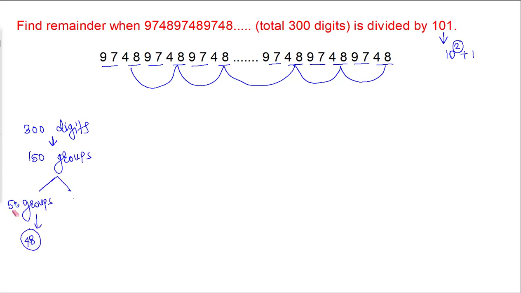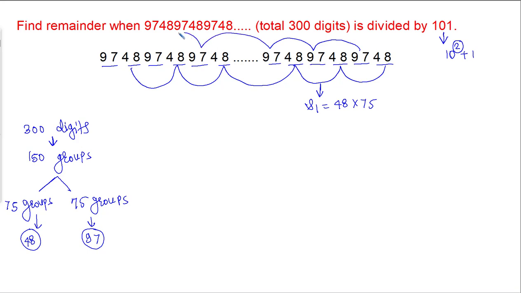Out of these 150 groups, half of the groups, that is 75 groups, are of 48, and the remaining 75 groups are of 97. So starting from the rightmost group, add all the alternate groups, and this addition is going to be how much? S1. That is equal to 48 into 75. And add all the remaining alternate groups, that is 97 and 97 and so on. This addition we call S2.